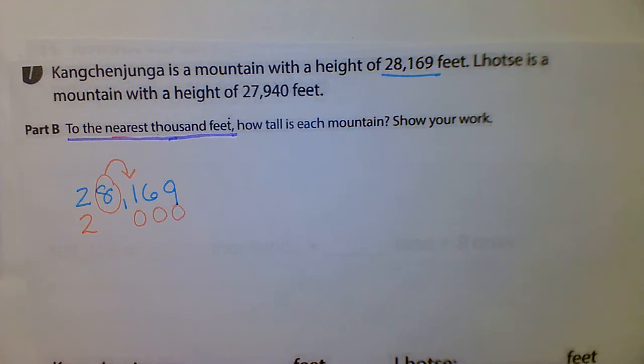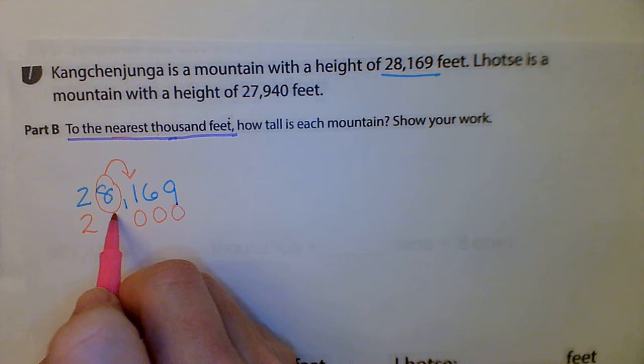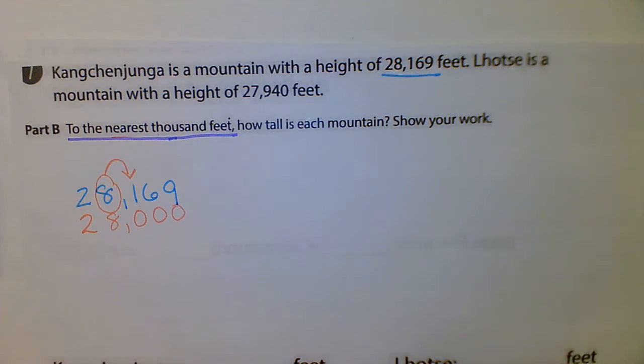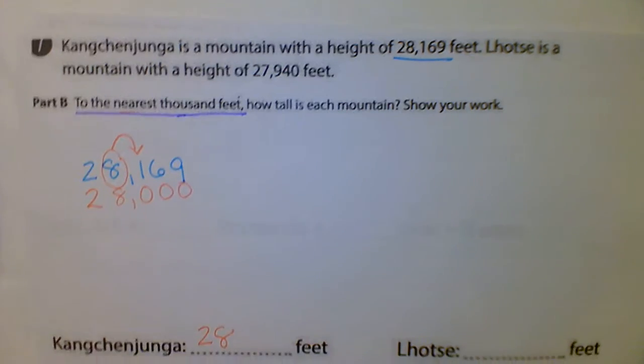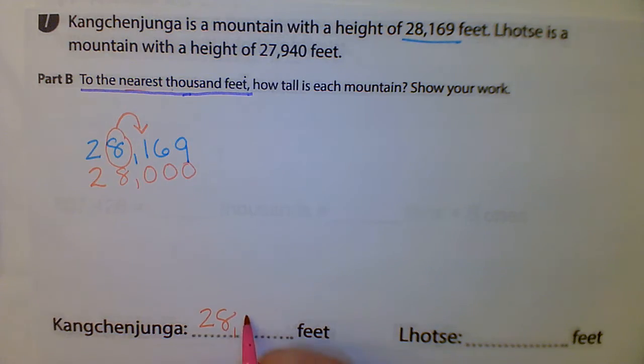And 1 says, 8, I am part of 4 or less. You have to rest. So 8 stays the same. And that's because 4 or less means that you're closer to the lower thousands place. 5 or more, you'd be closer to 29,000. So I'm going to go ahead and write that number right down here. Oh, you can't see that. 28,000.